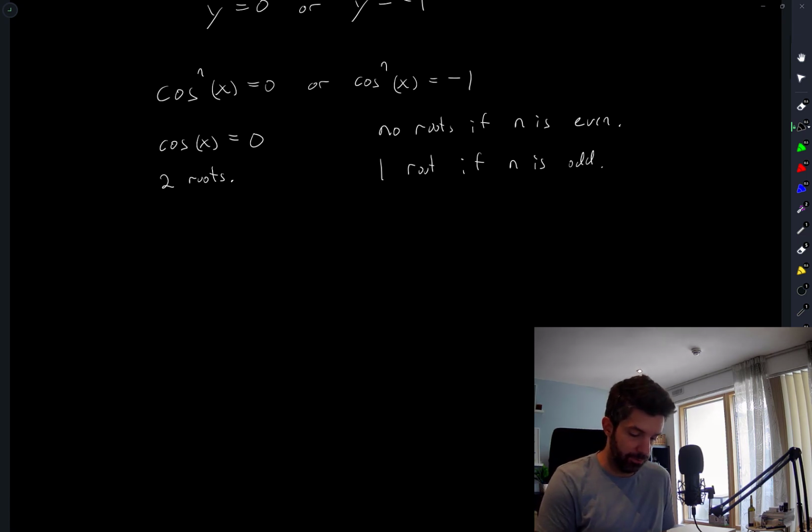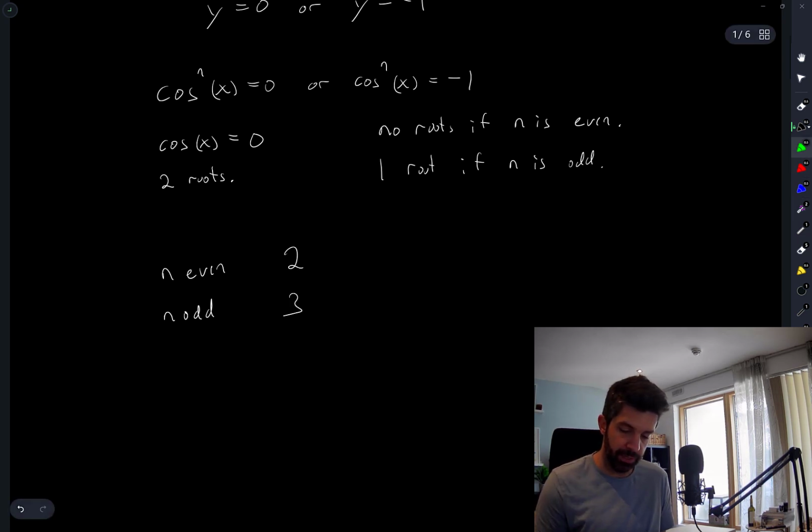So for even values of n, we have two roots, and for odd values of n, we have three. I hope that's one of these solutions. Yeah, it is. That's option D. So I'm pretty confident in this one.